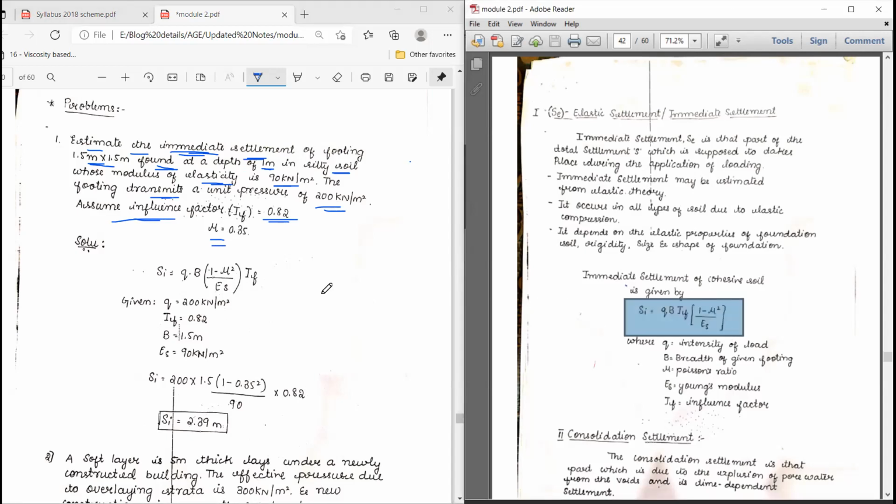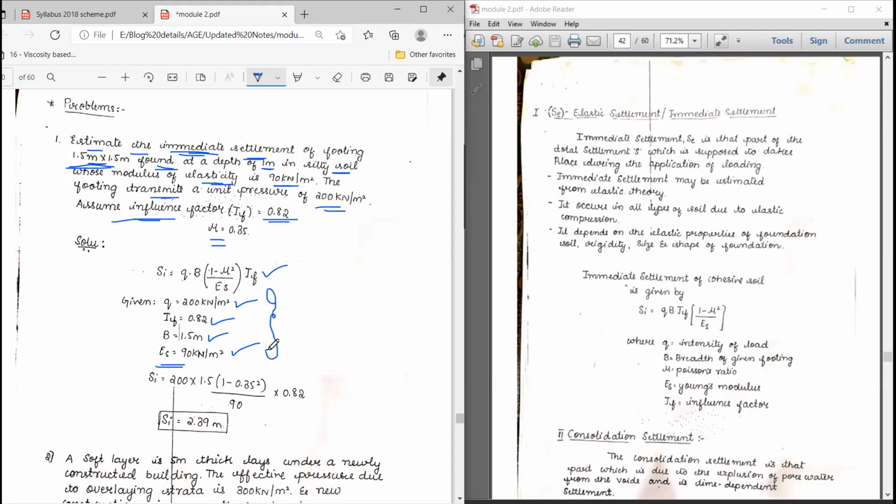The formula of immediate settlement is S suffix I is equal to q into b into (1 minus mu square) divided by E suffix s into I suffix f, where q stands for intensity of the load, b stands for breadth of the given footing, mu stands for Poisson ratio, E suffix s stands for Young's modulus, and I suffix f is influence factor. So in the problem, q value is given as 200 kilonewton per meter square. Then I suffix f influence factor is 0.82. Breadth of the footing is 1.5 meter since it is a square footing. Then Young's modulus is 90 kilonewton per meter square.